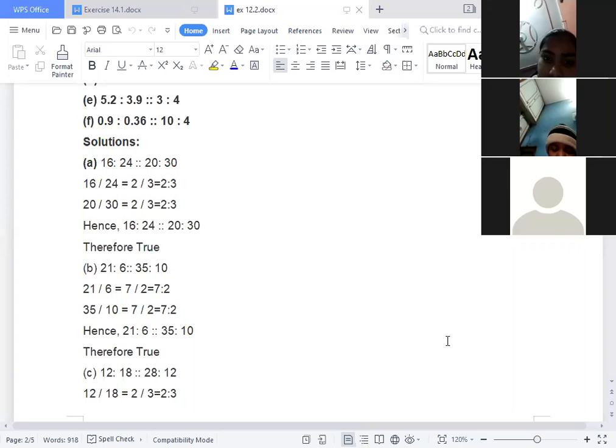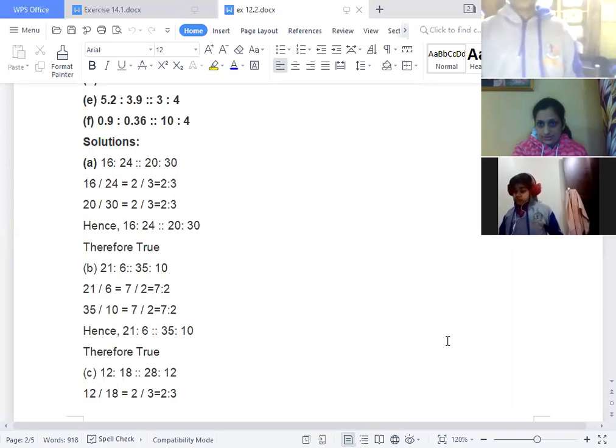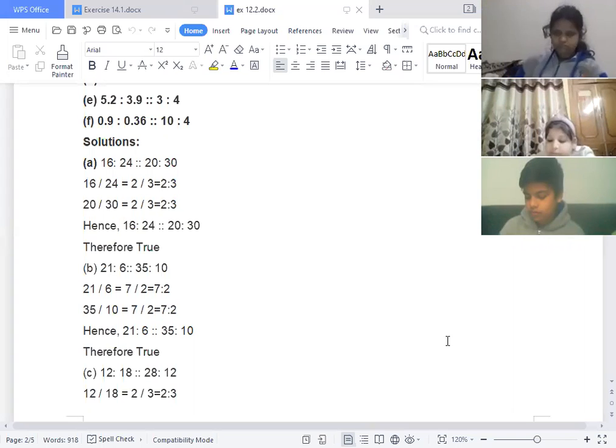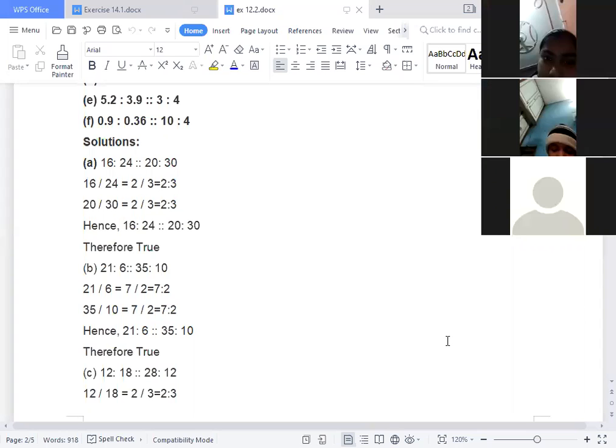Kanishka and Yash, what happened? You know, 28 and 12 both go in the same table of 4. 4 threes are 12 and 4 sevens are 28. Speak it like this, okay?